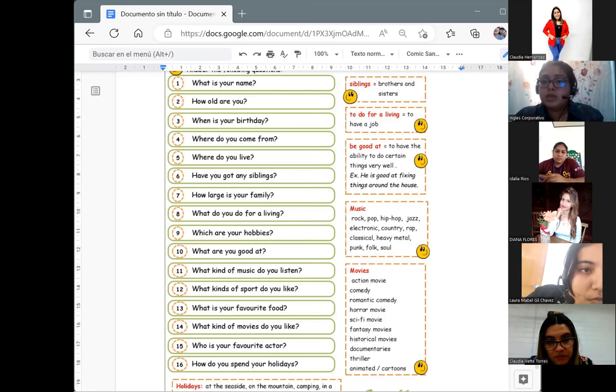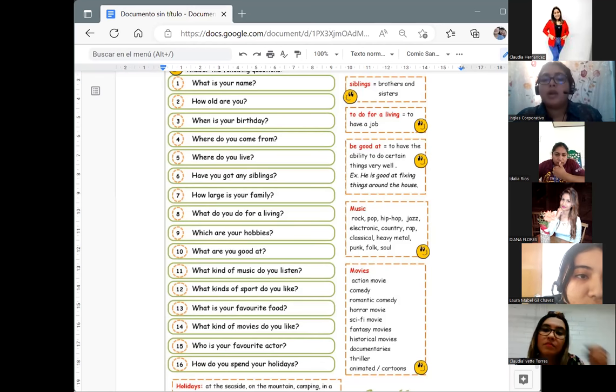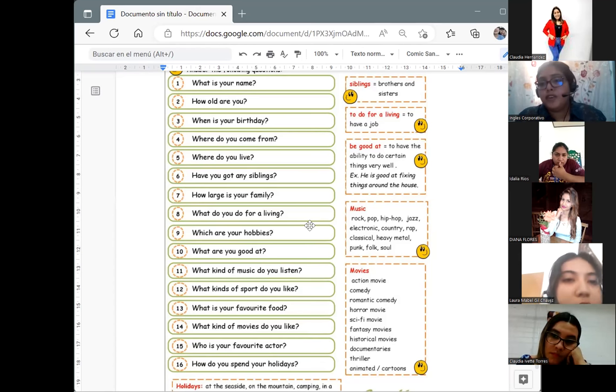What kind of music do you listen to? ¿Qué tipo de música escuchamos? Y por ahí tenemos en uno de los cuadritos, ¿verdad? En este cuadro de por acá, diferentes estilos, ¿verdad? Rock, pop, hip hop, jazz, electronic, country, rap, classical, heavy metal, punk, folk, and so on. And we know that there are a lot of different kinds of music more.